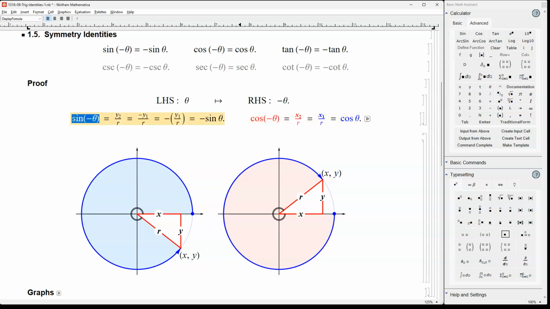Previously, for sine of negative theta, you have to look at the red picture, y2 over r from red. And how does that relate to the y-coordinate of the first picture? It is negative y1 over r, since y2 and y1 have opposite signs. So after taking negative out, we have negative of sine of theta.